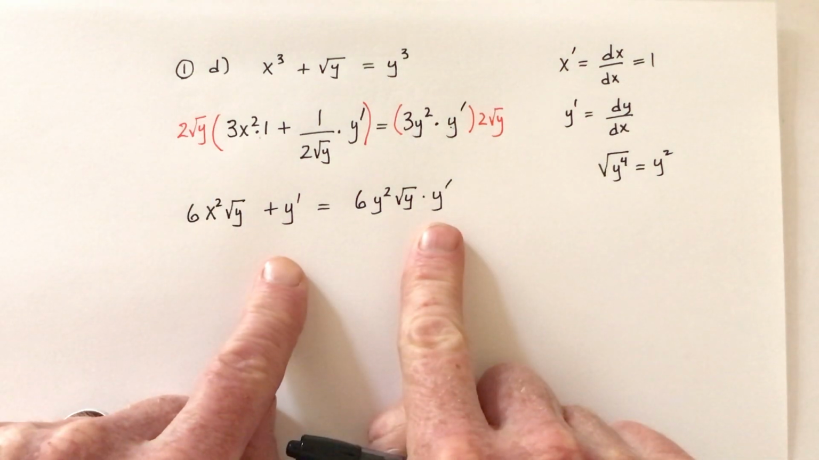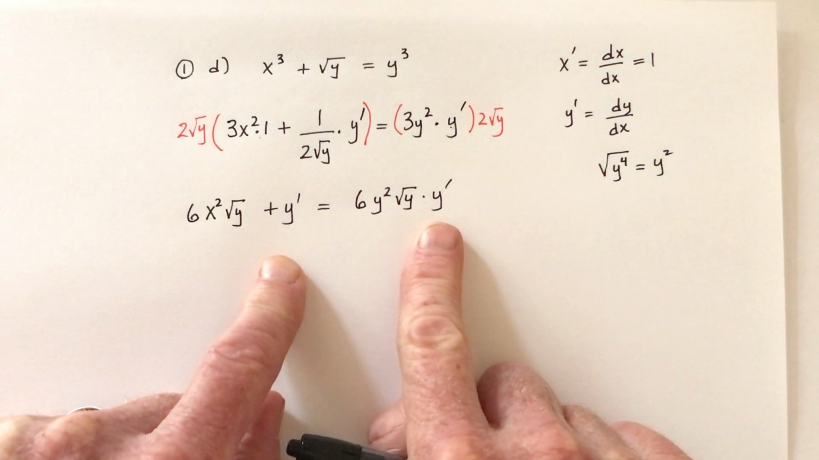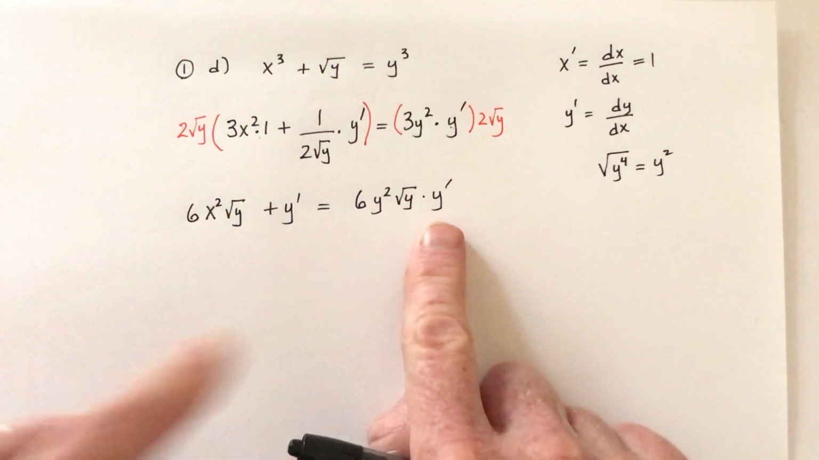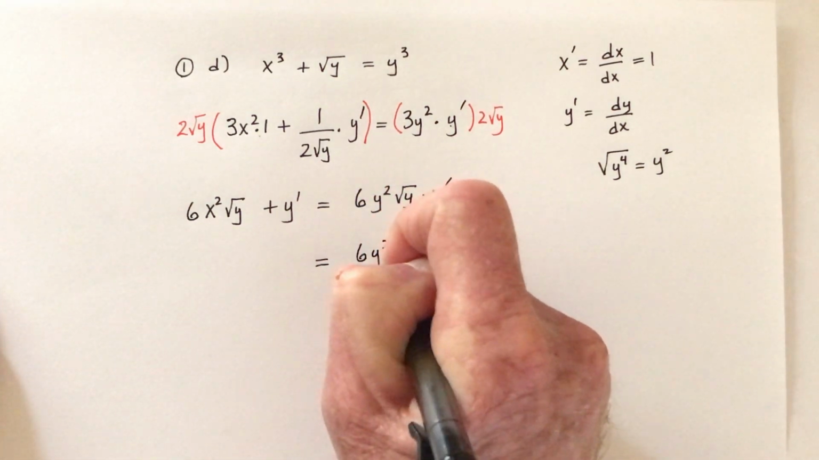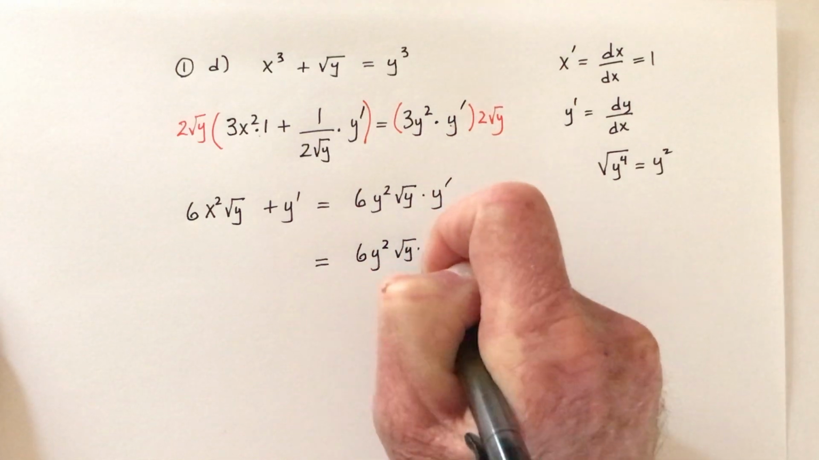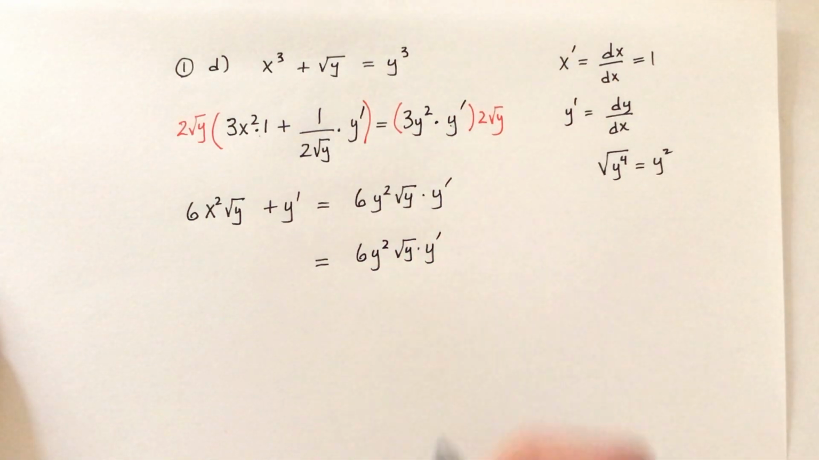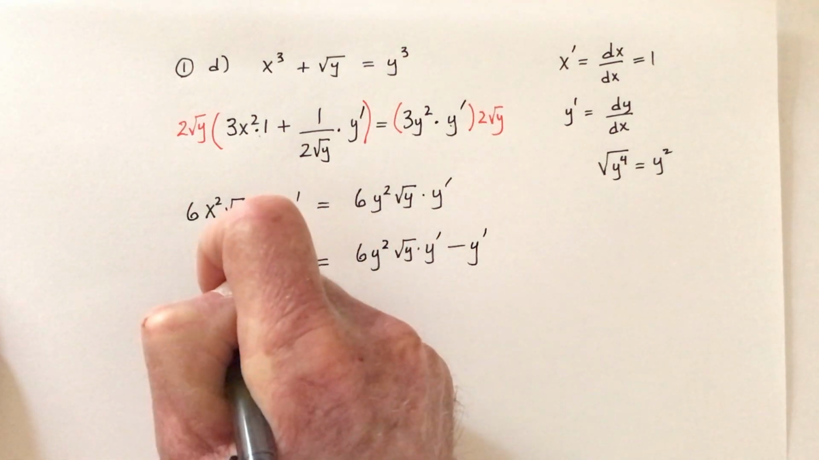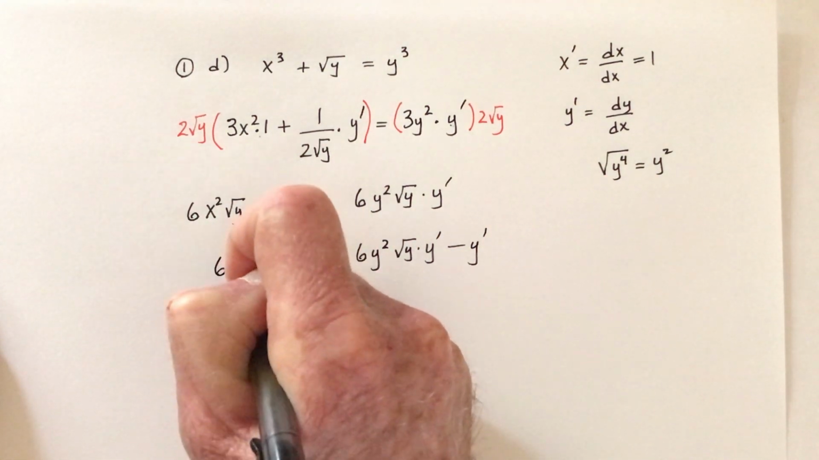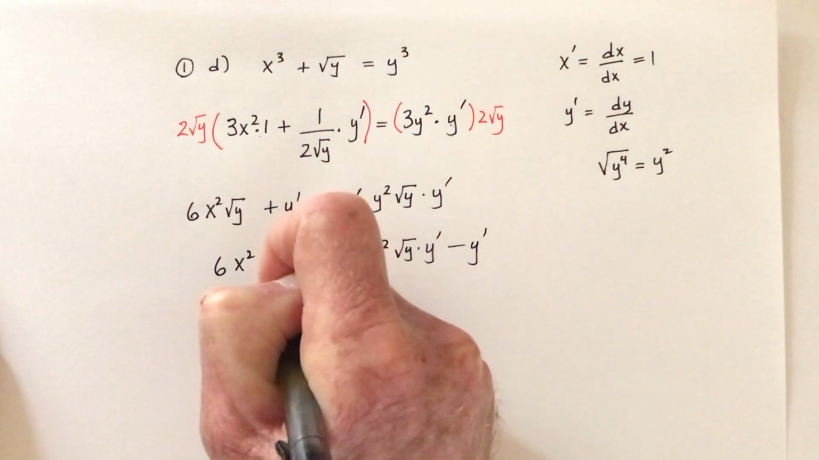Now these two need to be put on one side. So I'm going to take this y prime and subtract it. So there was already that term, and then subtract y prime. And that means on the left side, all that's left is the 6x squared and the square root of y.